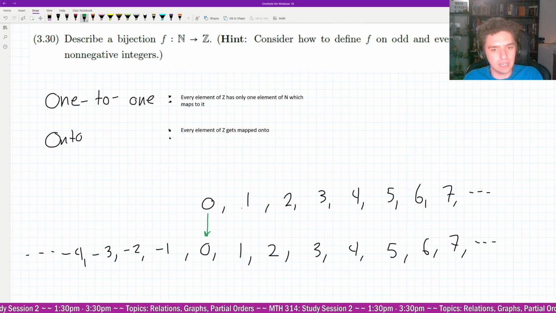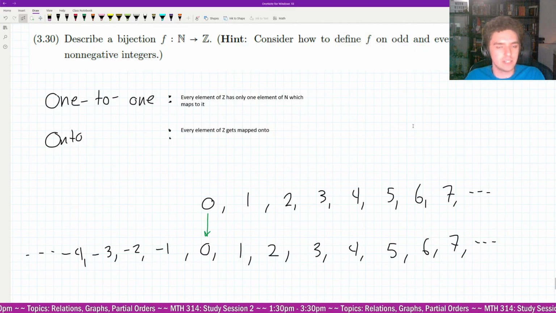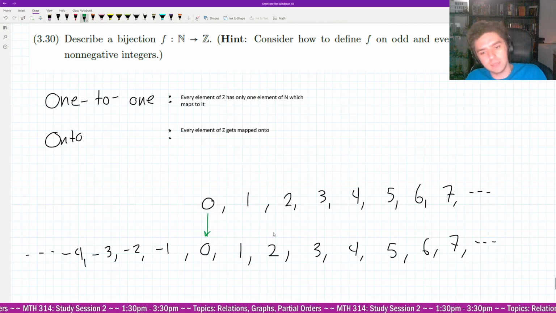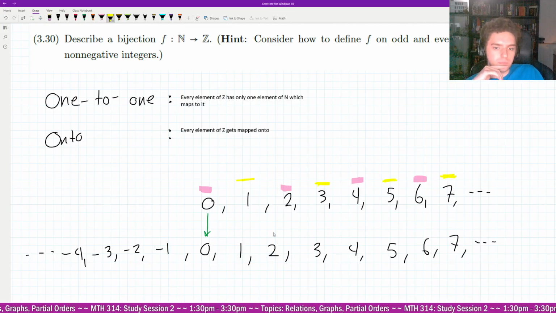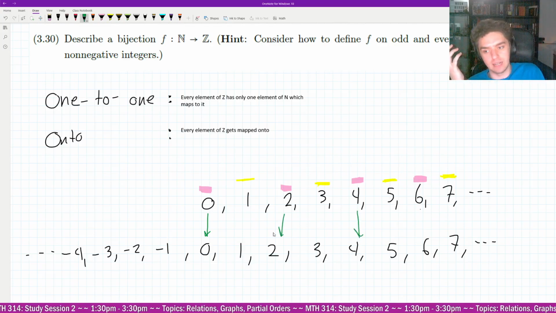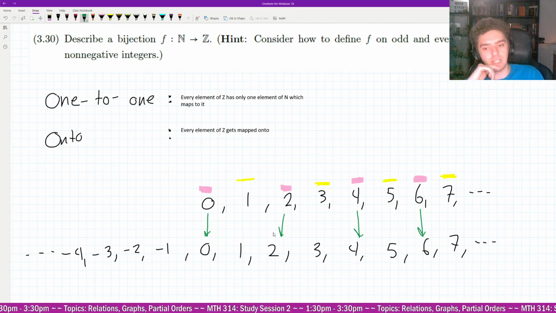Then I was thinking that, okay, so it gives a hint. Consider how to define f on odd and even non-negative integers. So you see how here I took 0 and mapped it to 0. One possibility is, remember, these are all even. I'll just highlight in pink the even ones, and then yellow will be the odd ones. So here, I mapped even to itself. So maybe I want to map all the evens to themselves. I'm not saying that's what's going to be the final answer. Maybe I want to map all the even numbers to themselves.